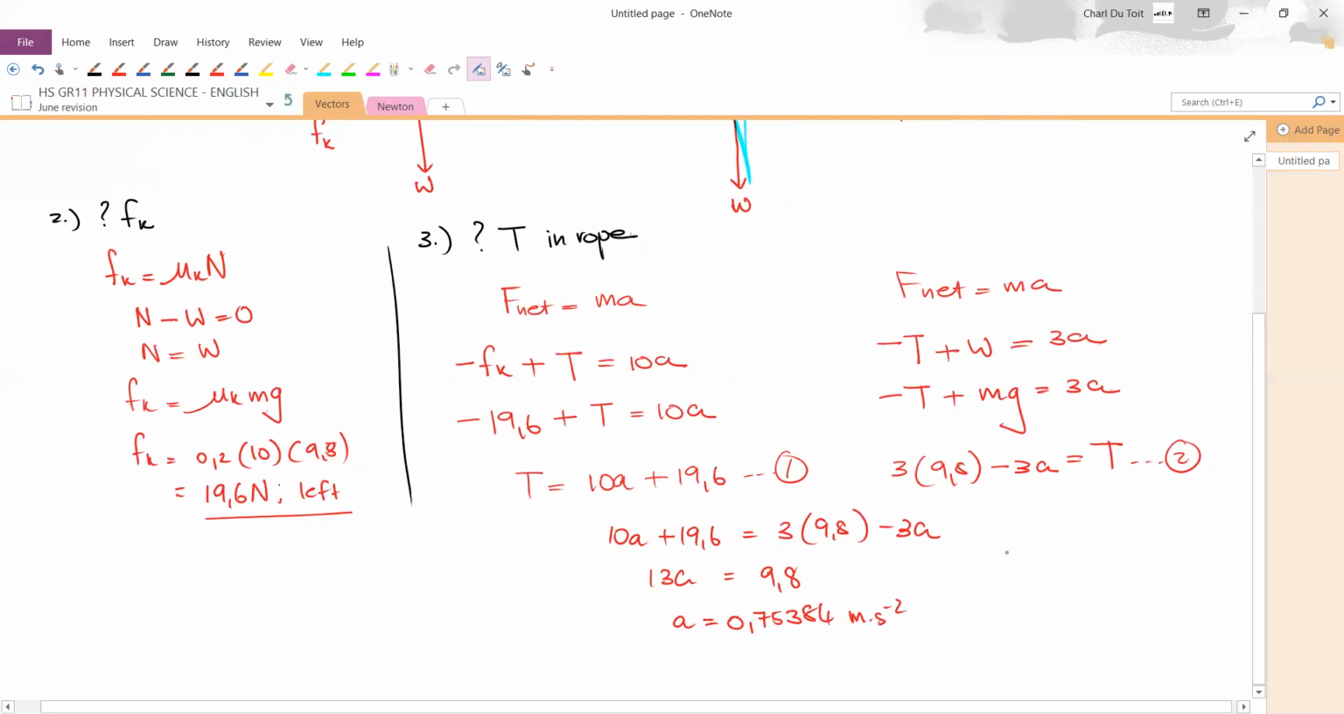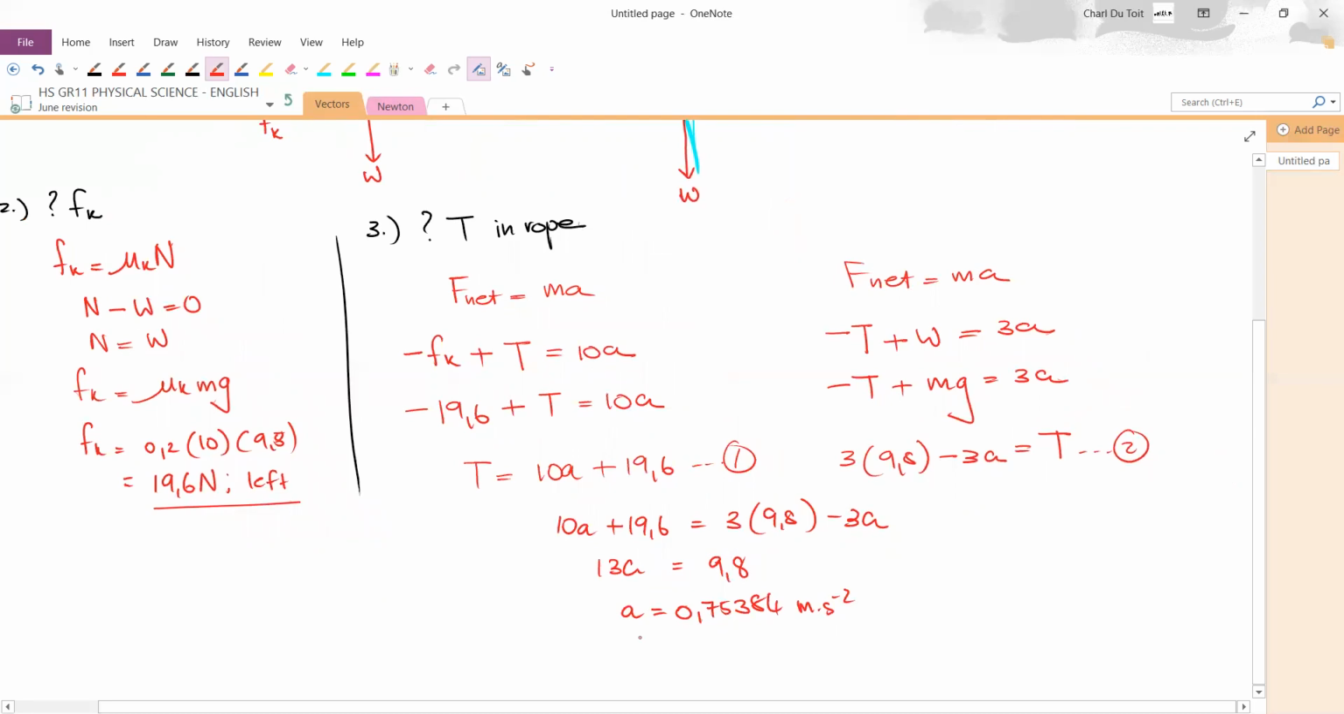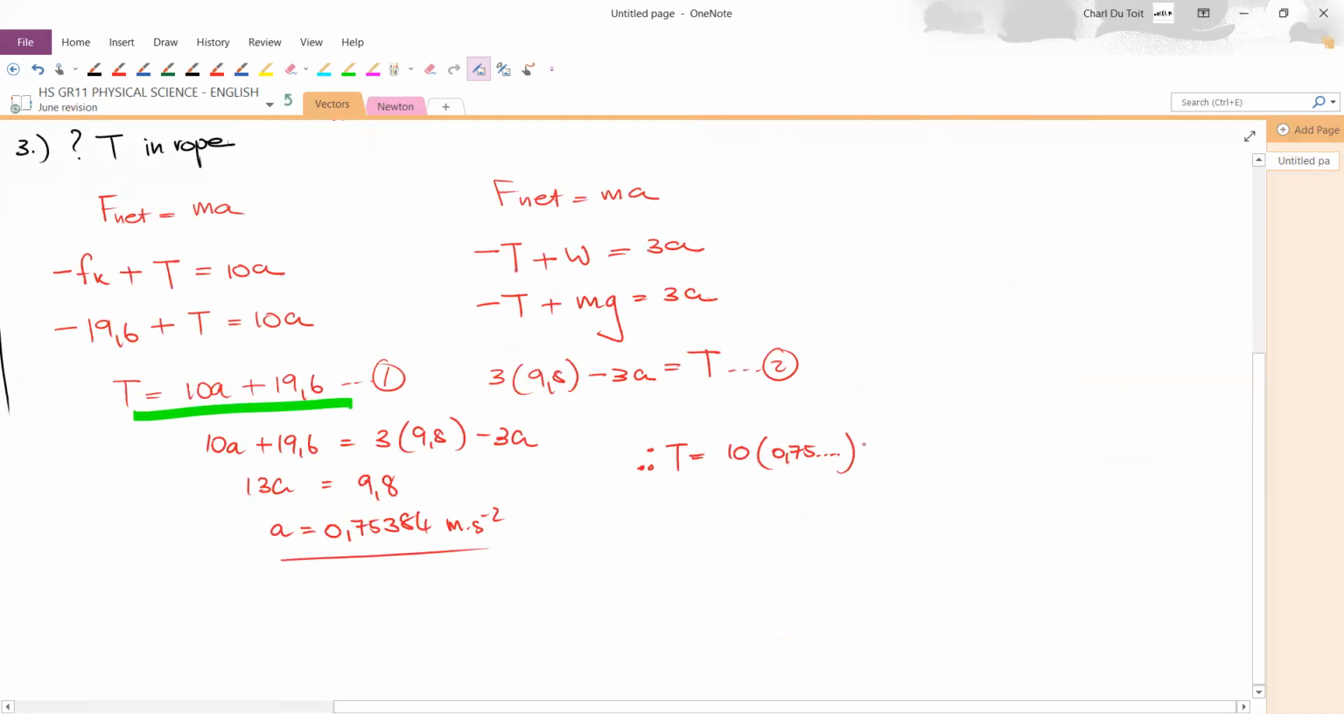I don't need to write anything here. I don't need to write the direction. Why? This is not the question. This is just a stopping point in the sum. And now I can choose any of those equations, like the first one for instance, to work out the tension. You with me? The tension equals 10 times the answer you just got, 0.75, plus 19.6.